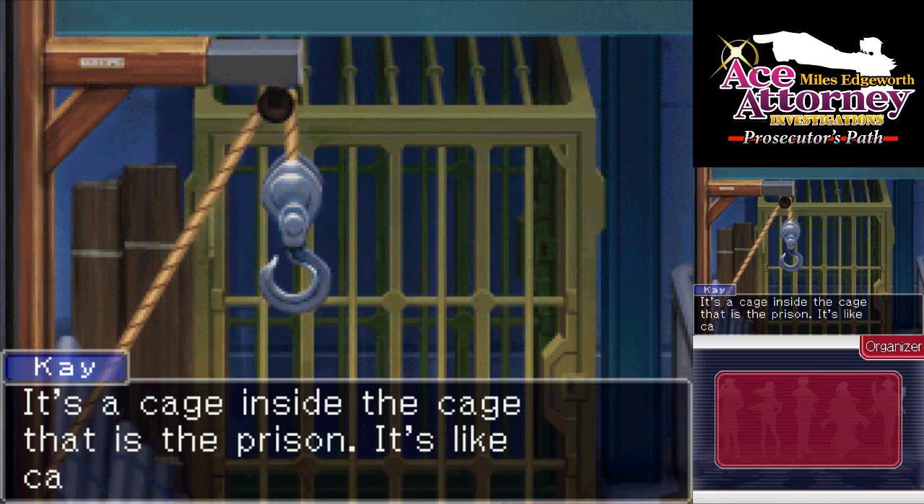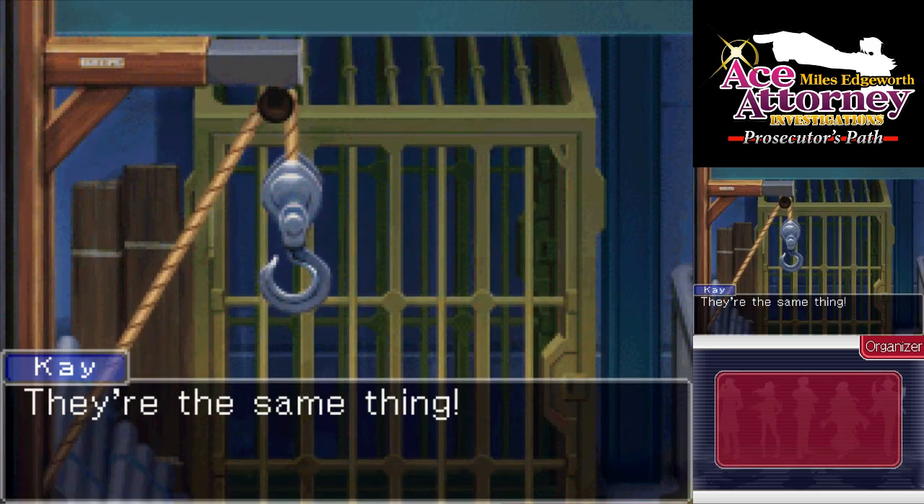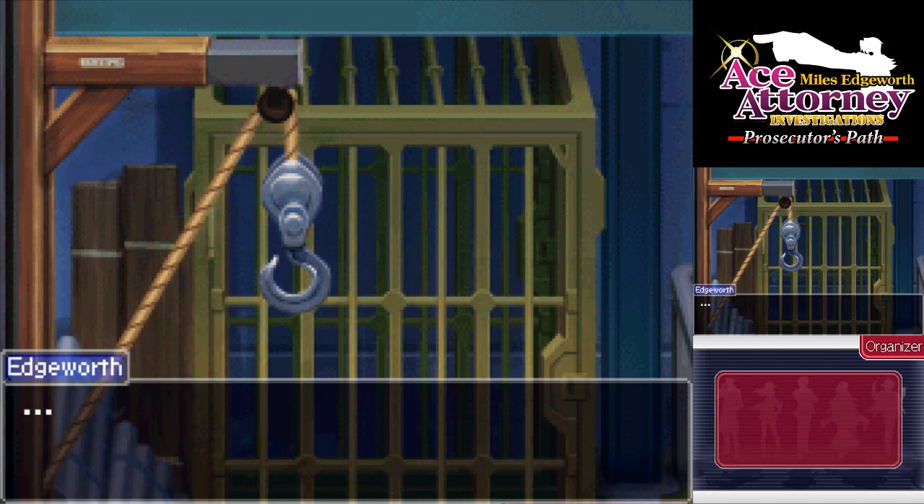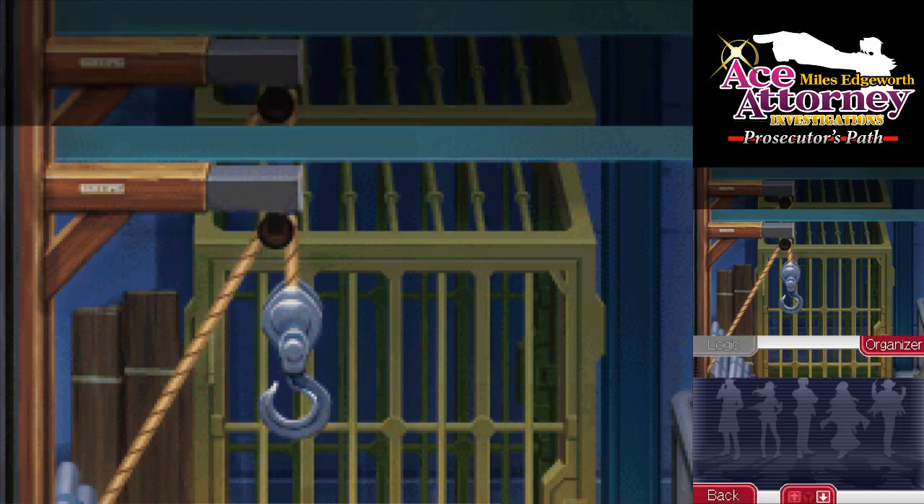It's a cage inside the cage that is the prison. It's like cageception. I believe the correct term is prison cell. They're the same thing. You need to look more at the essence of things. Actually, it's more important to get the correct information.